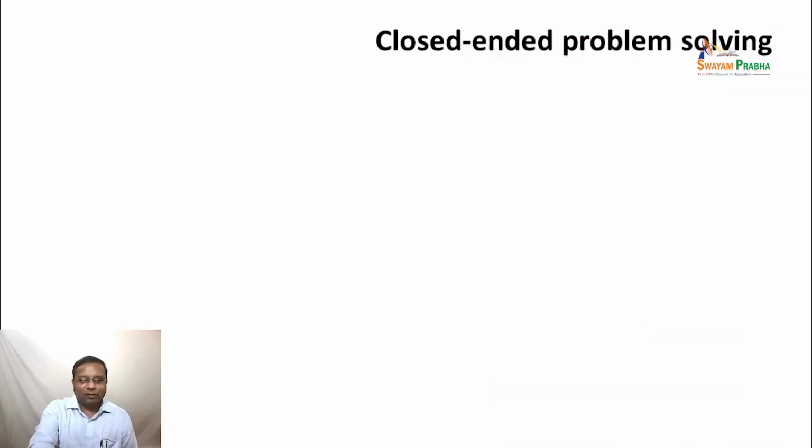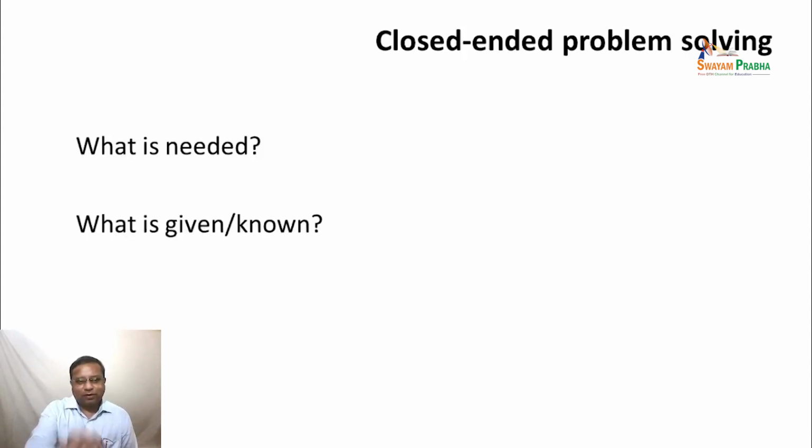With that, let me go on to how we are going to go about closed-ended problem solving. The first question to ask is, what is needed? What does the problem want us to find? Once that is clear, write it down. Then ask the question, what is given or known through the problem, through the material that is relevant to the problem that was covered in the lectures, and so on.